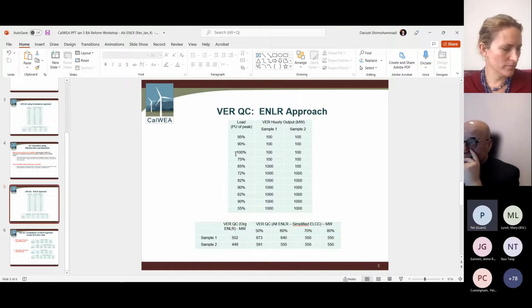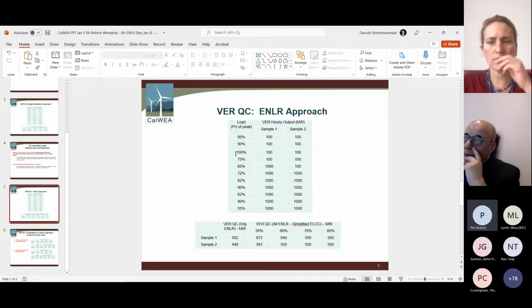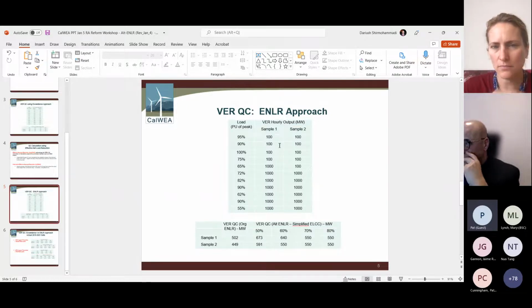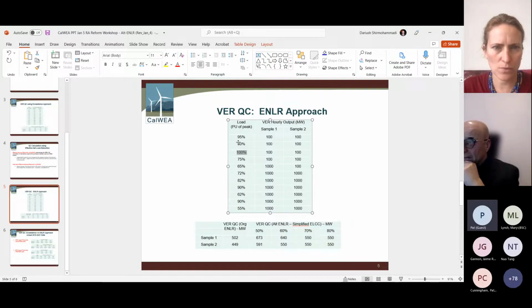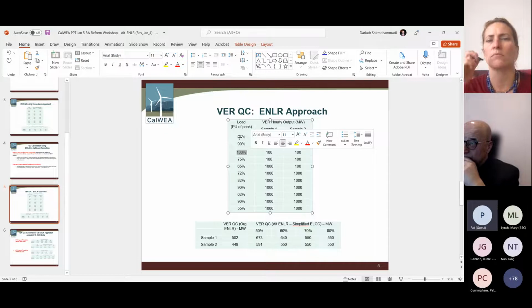So like 95% of peak load, then what does that mean for the data that you're pulling from sample 1 and sample 2? Okay. First of all, these are hourly production, one sample, second sample. This one shows the peak load in percentage of peak load. So obviously sample number 3 has the peak load, and the other samples have a percentage of this load at this particular hour.